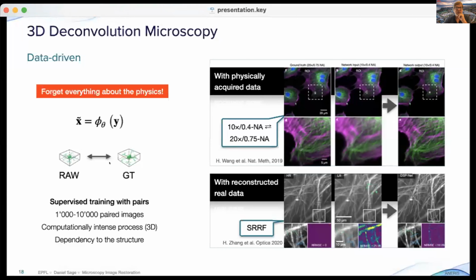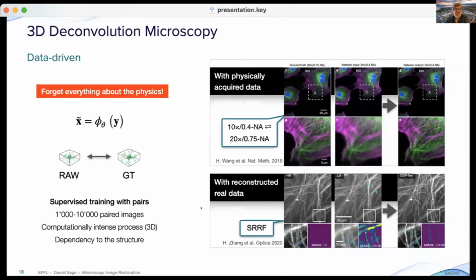The other big issue is, again, how to find ground truth data. Here I give you two examples of how to generate ground truth data. We can use physically acquired data. In that case, people have acquired ground truth data with the 20x objective, and they pair it with the 10x objective. So the pair is two. They have to switch very fast, because we have to image the same sample with two kinds of magnification. When you train such a system, you are able to pass from the 10x image to the network output.